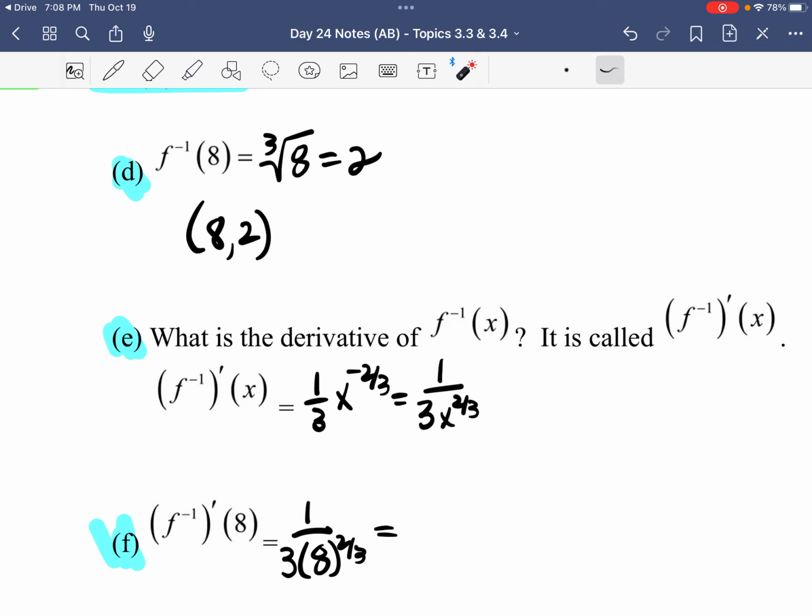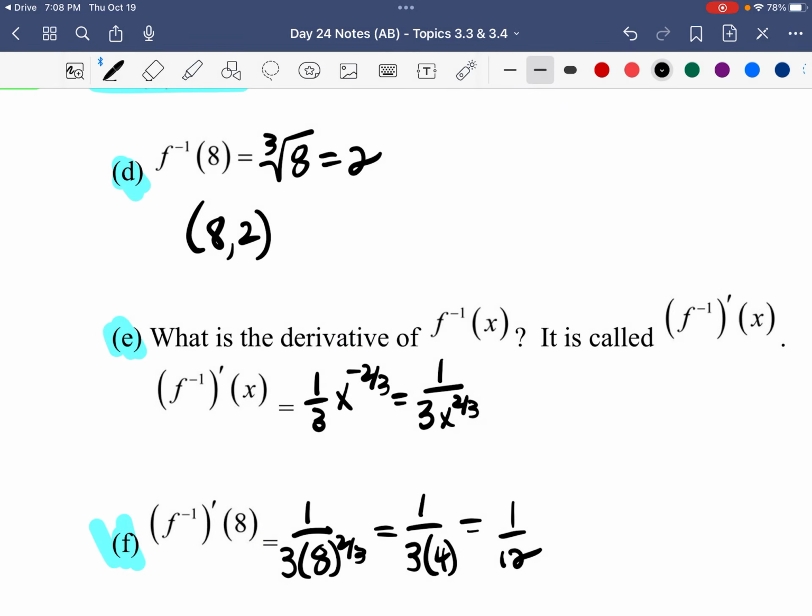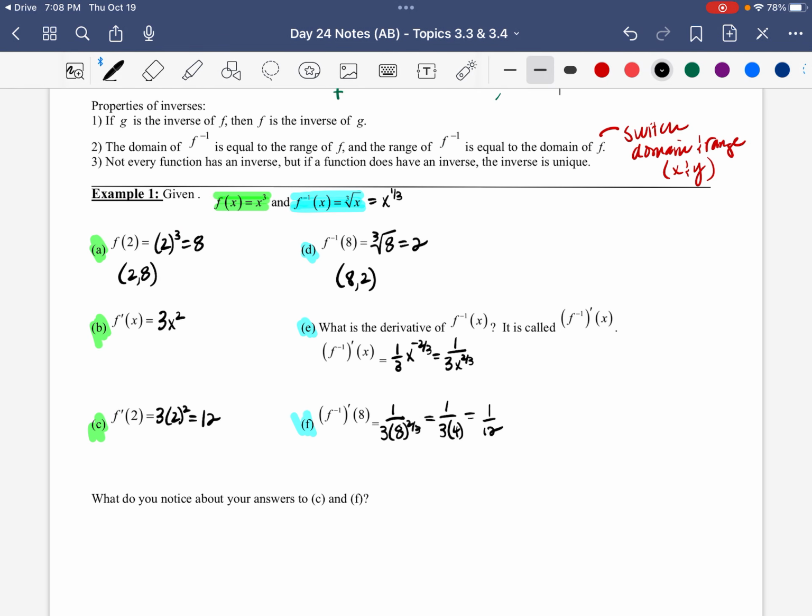The way we do 2/3 as a power is the bottom number is the root, and the top number is your power. So we're going to take the cube root of 8, and then we're going to square it. Okay, so we do 1/3 times the cube root of 8, which is 2, and 2 squared is 4. So we get 1/12.